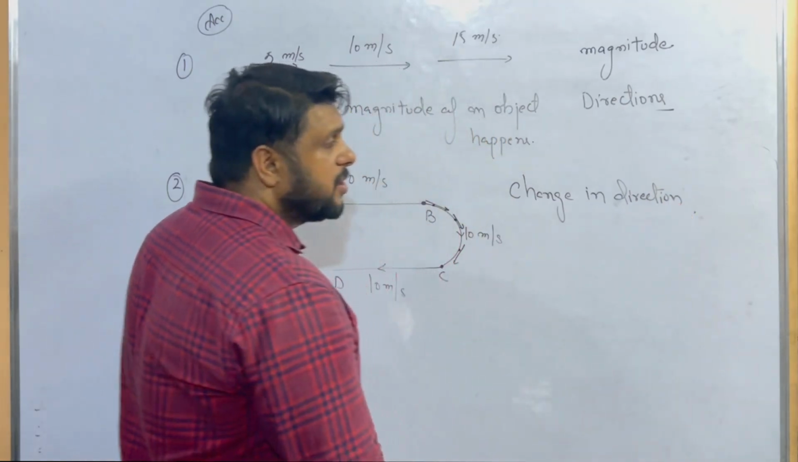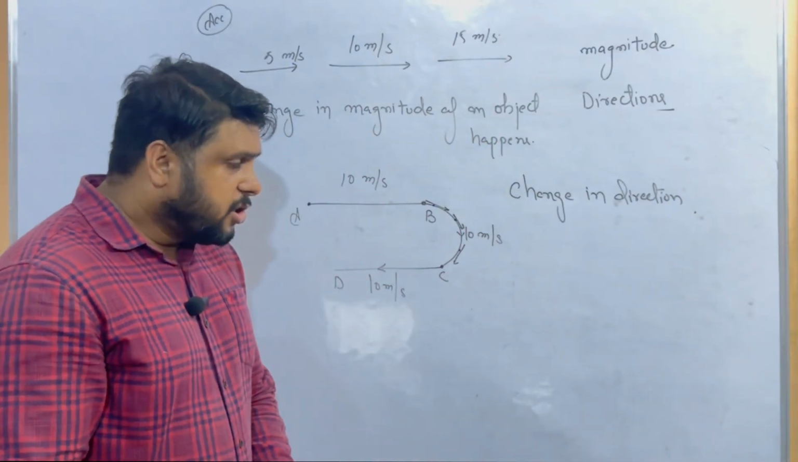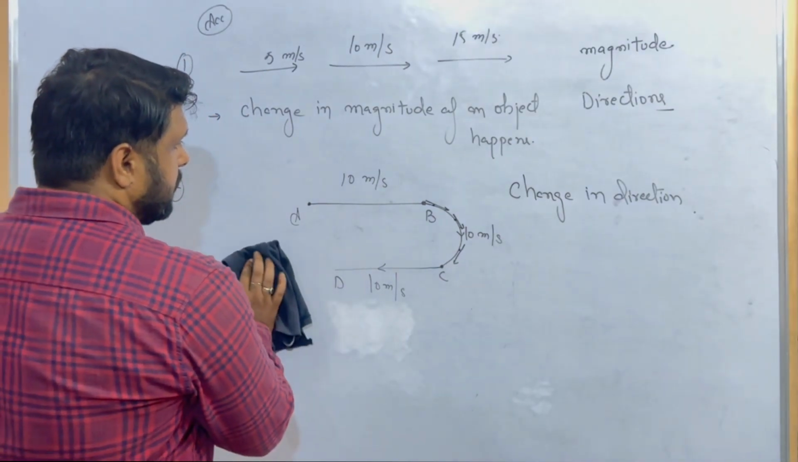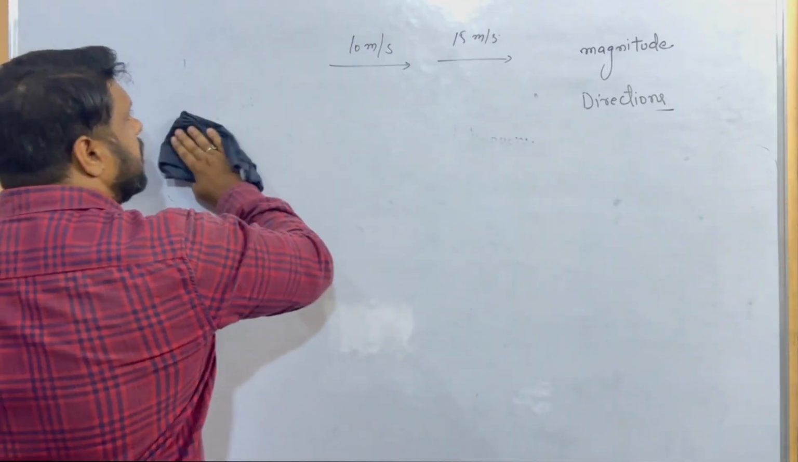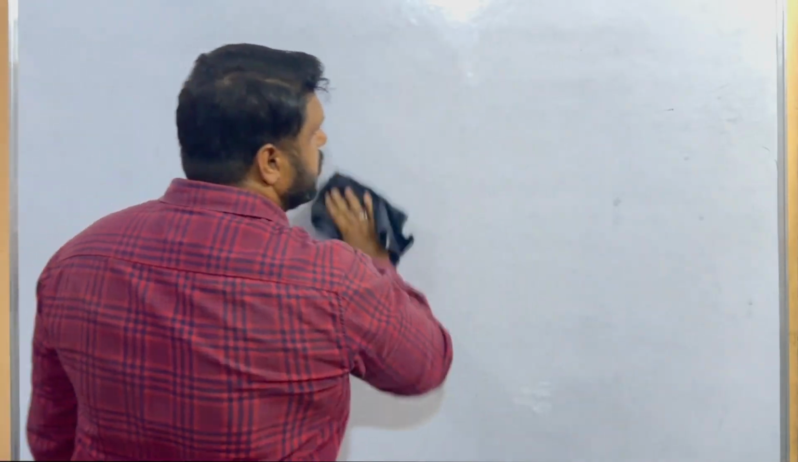So acceleration can be produced by a change in direction also. Okay, and circular motion is always accelerated motion. Let me show you how. Your circular motion is always accelerated motion.